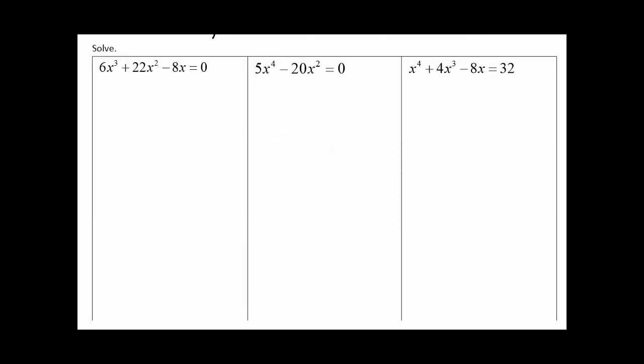Okay, so let's take a look at our first example here, and let's go through our little process. Looking at these terms, there's three of them, but do we see a greatest common factor, or GCF, that we can take out? Hopefully we see that, yeah, we can. 6, 22, and 8 all have a factor of 2 in them, and I at least can take out an x. When I factor that out, 6x cubed divided by 2x gives me 3x squared, 22x squared leaves me with 11x, minus 4.